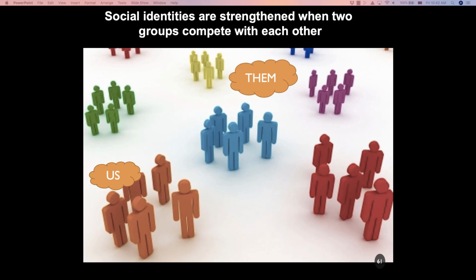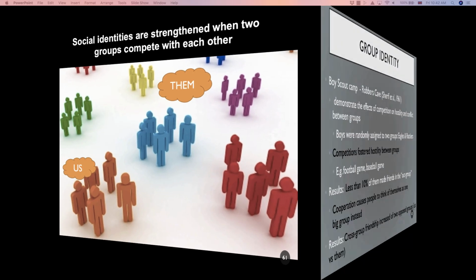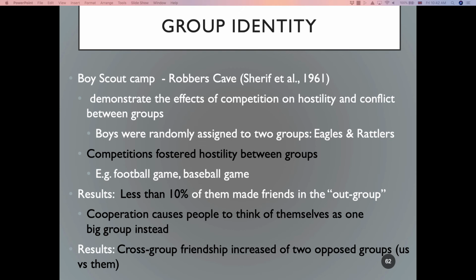And it got psychologists thinking about what happens when groups compete with each other. What happens with this us versus them? And a lot of research has been done about this. If we put groups against each other, if we make it into a competition, us versus them, there is a lot more prejudice in groups. You don't make friends between the groups, there's a lot more hostility.